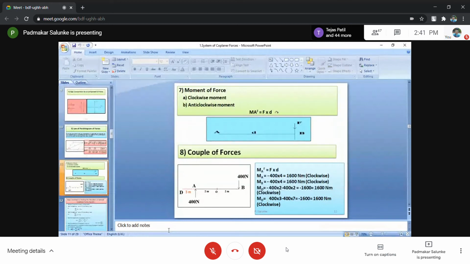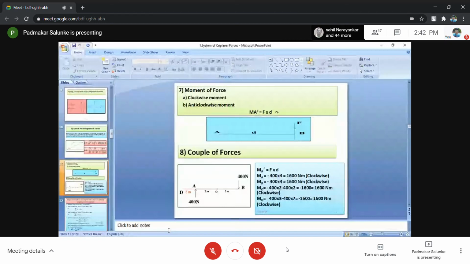Moment at point D. The first force is 400, 400 into 3. What type of rotation is it? When you are considering rotation, you have to consider point D as a fixed point, and at point A an upward force is acting. You have to consider DA as a fixed bar, and you are pushing this bar DA at point A. Then definitely the body will try to rotate in the anti-clockwise direction, so plus 400 multiplied by 3.